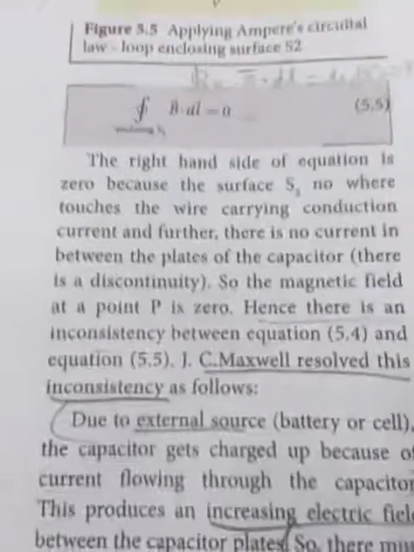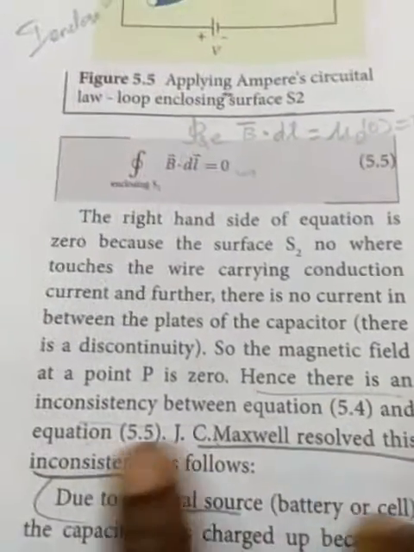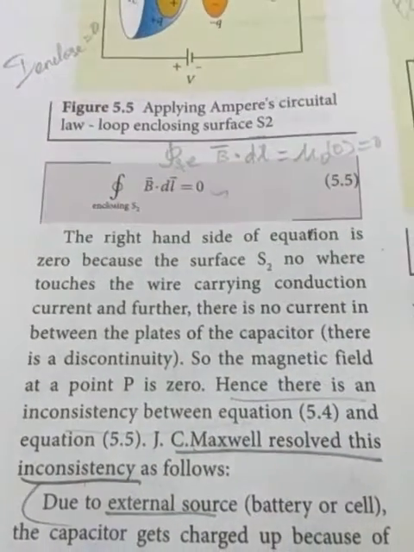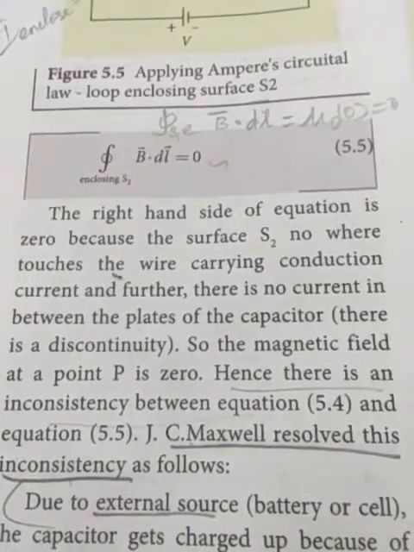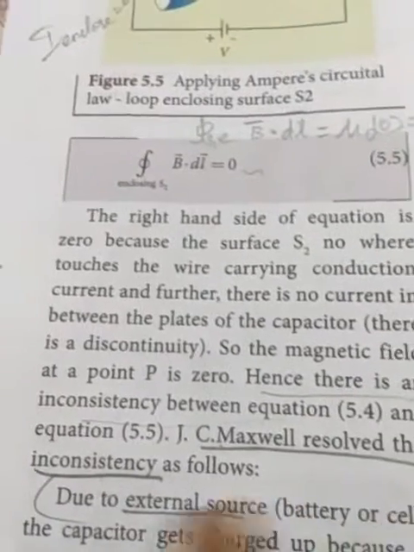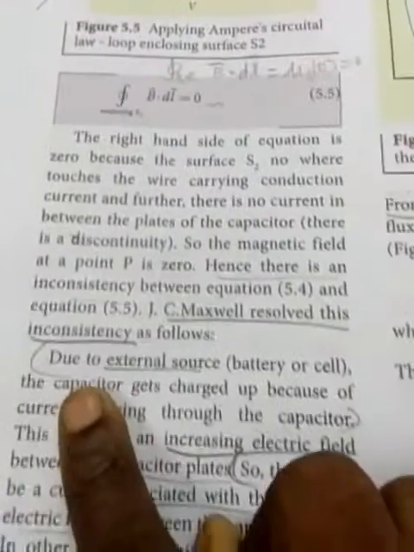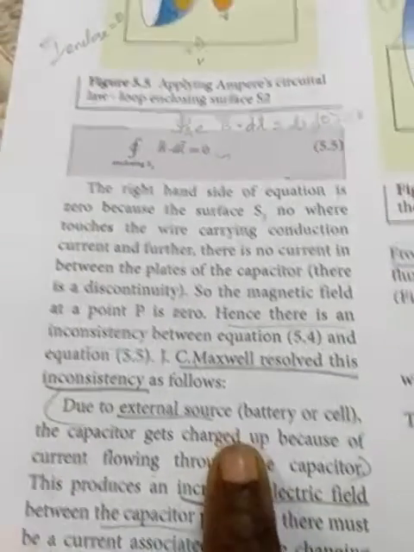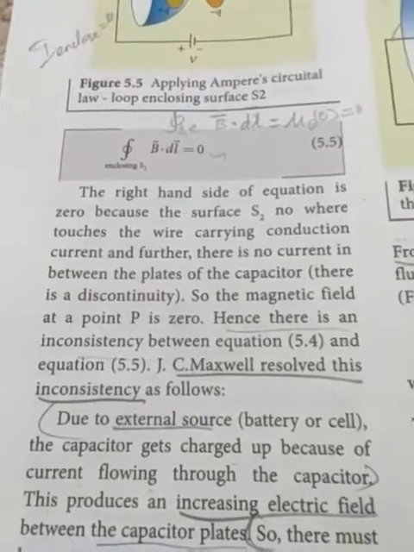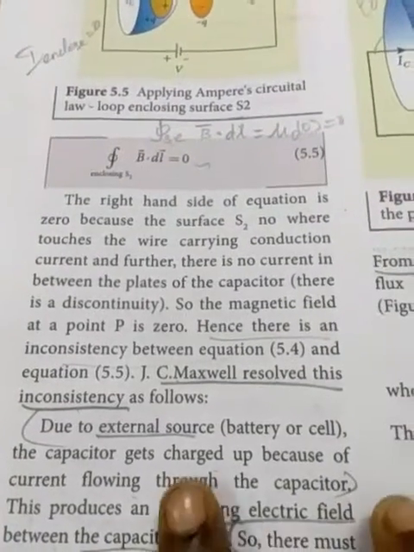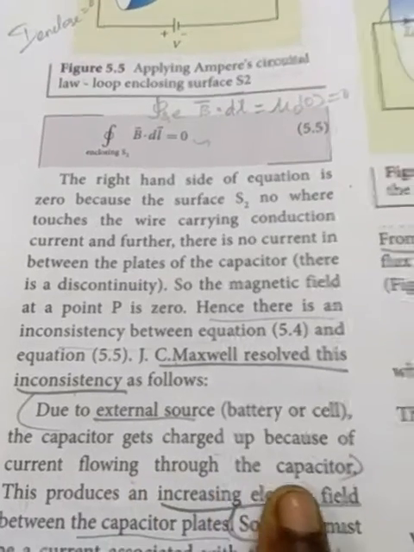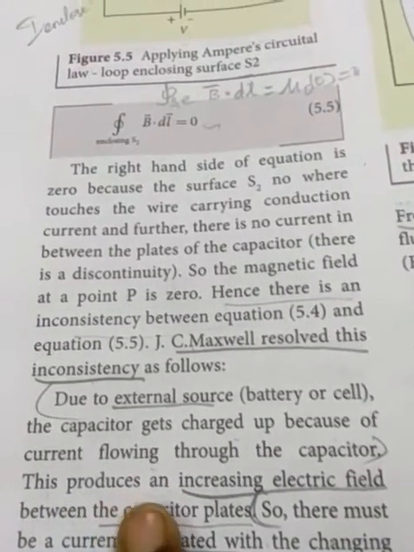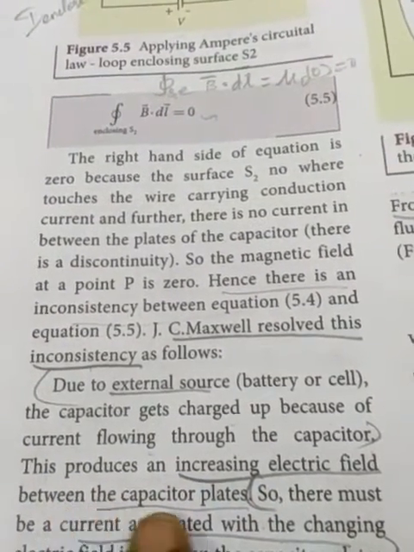Hence there is an inconsistency in the equation. J.C. Maxwell resolved this inconsistency. What he considered is that, due to an external source such as a battery or cell, the capacitor also gets charged because of the current flowing through it. The capacitor is being charged by the applied current, and this produces an increasing electric field between the capacitor plates.